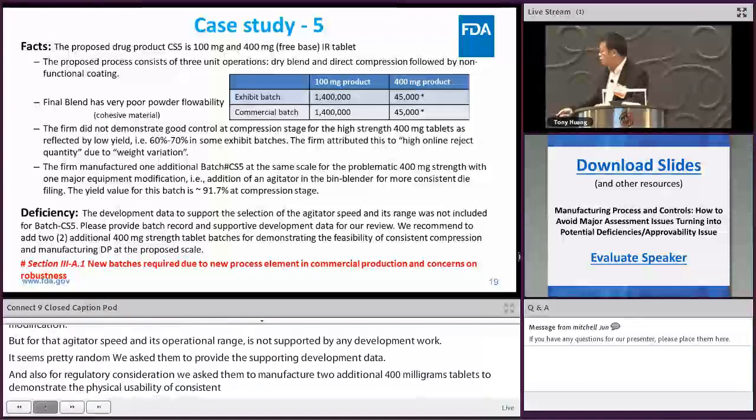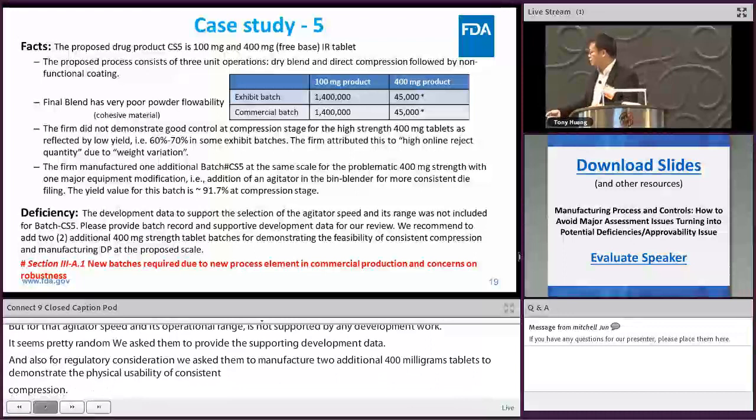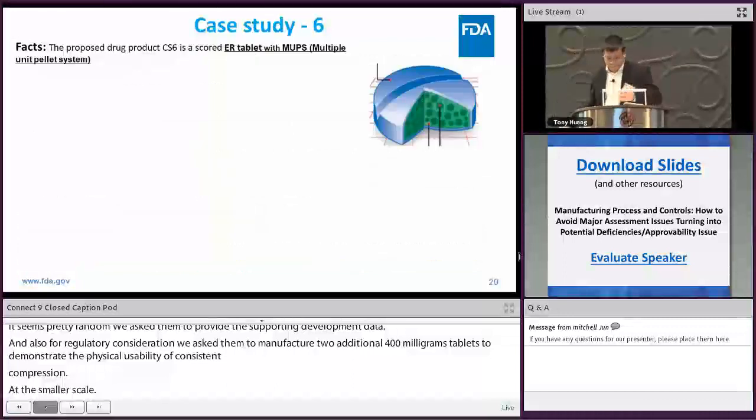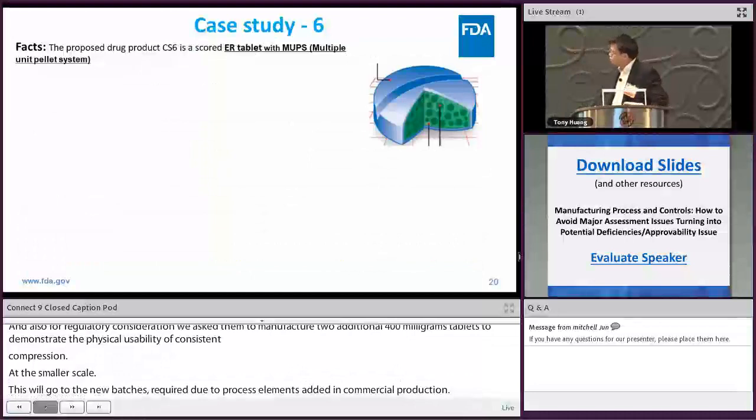So this will go to the new batches required due to new process elements added in commercial production and concerns on process robustness. Okay, this one is more fun.